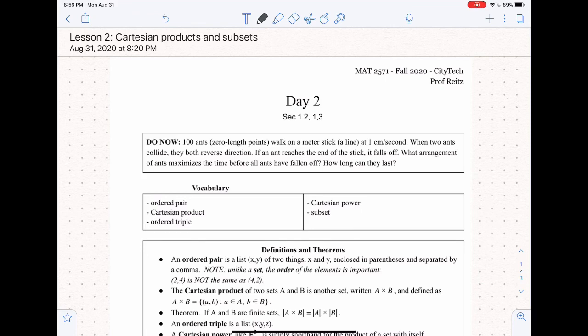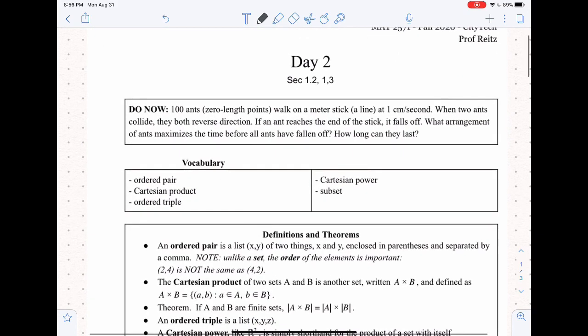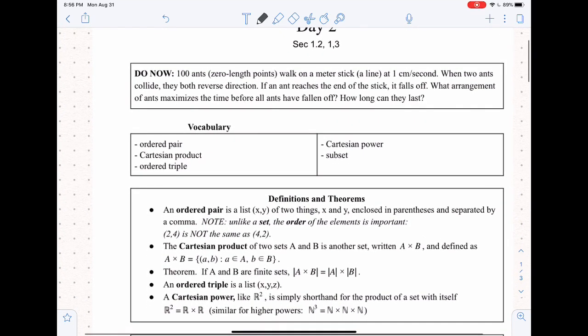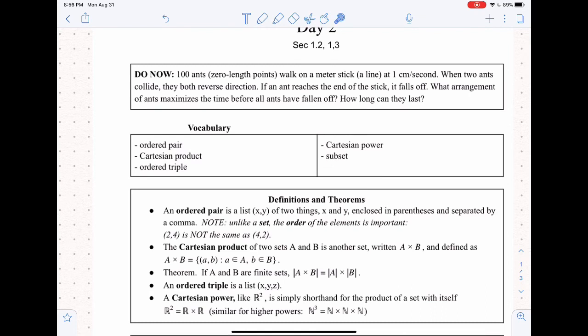But to get started, in order to make this product notion make sense, we really need to talk about ordered pairs. So that's where we're going to begin. All of these definitions and theorems do appear in the lesson materials above this video, but I've reproduced them here as well. So ordered pairs are an idea that you are very familiar with. What is an ordered pair? Well, an ordered pair is just a list of two things, x comma y. We enclose it in parentheses and we separate the things by a comma. That's how you know you're dealing with an ordered pair.